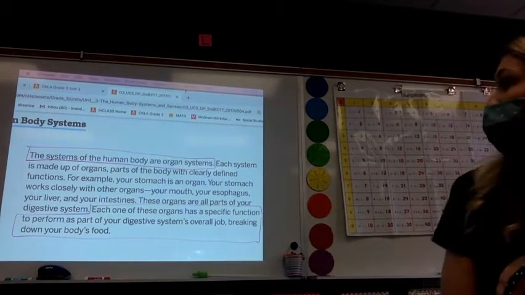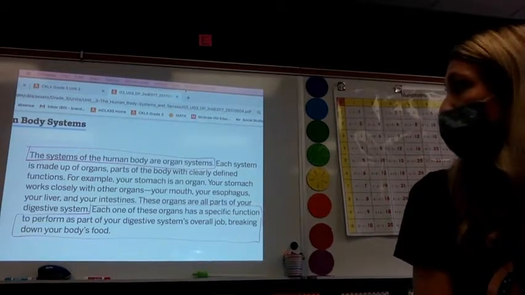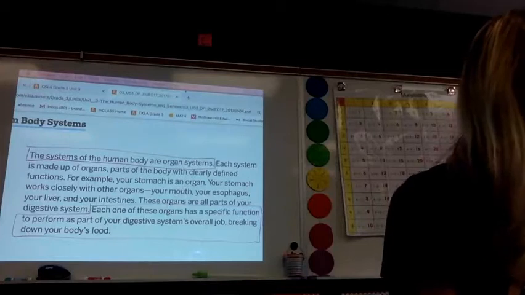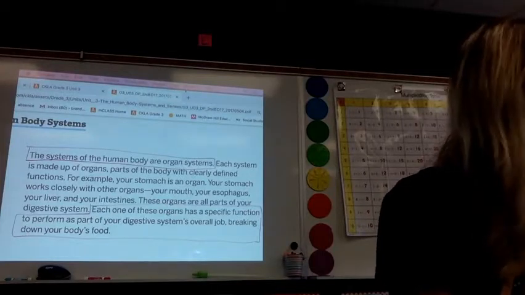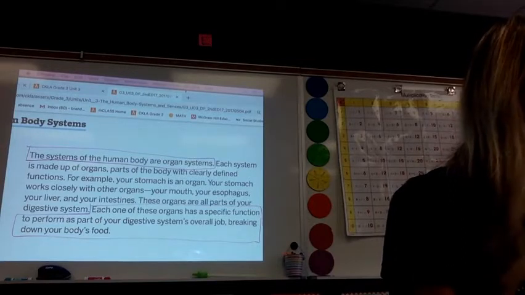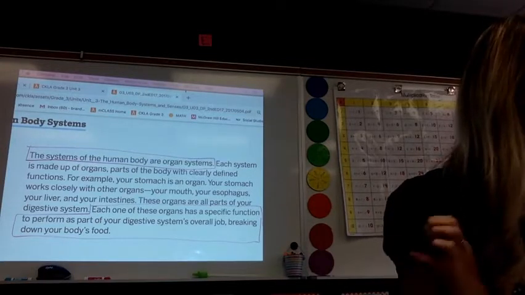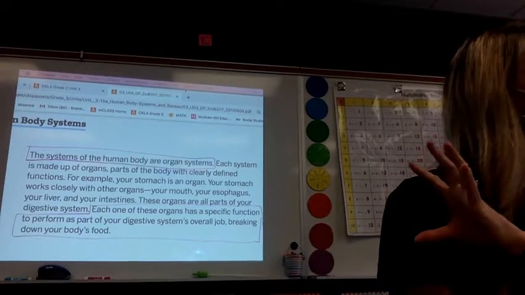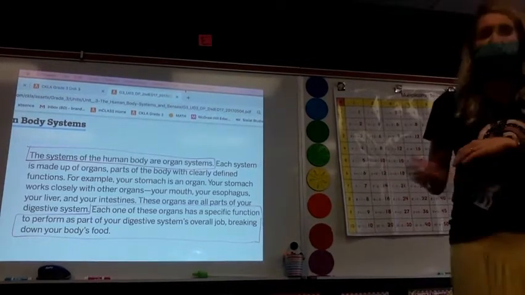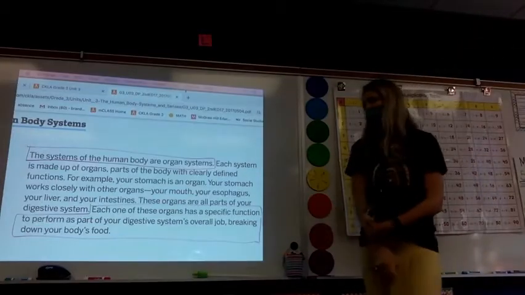Each one of these organs has a specific function to perform as part of your digestive system's overall job, which is to break down your body's food. So I put those two pieces in boxes. I read you the first and last sentence. I want you to take a moment to read and reread the rest of this paragraph yourself.